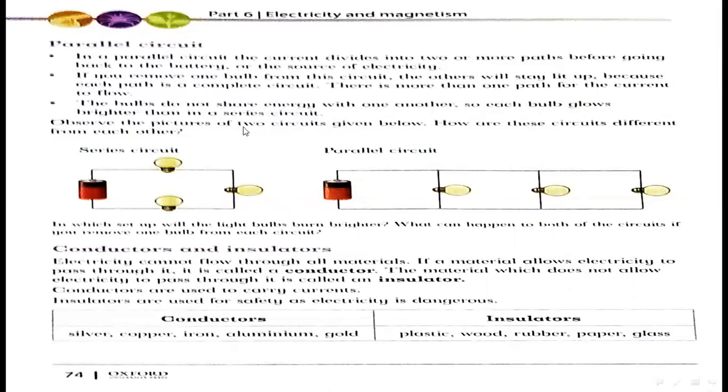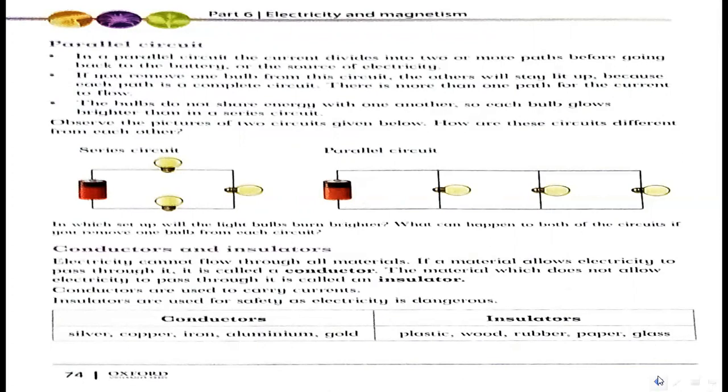Observe the picture of the two circuits given below. See how these circuits are different from each other. In which setup will the light bulb burn brighter? What can happen to both of the circuits if you remove one bulb from each circuit?